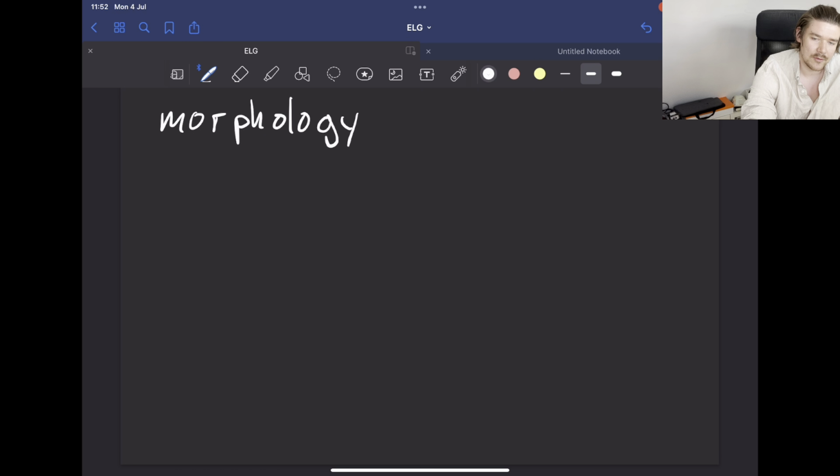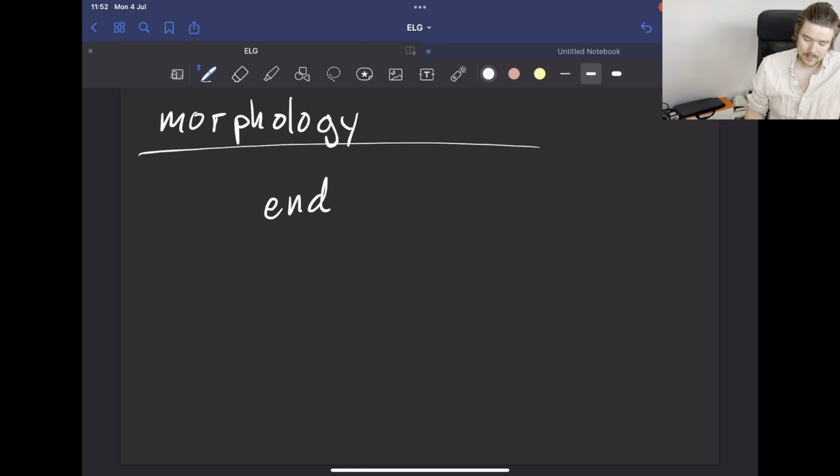So let's take, for example, the word end as an example to show you what this actually is. Now, end, this is a word that has no morphemes yet. It has nothing at the end of it, and it has nothing at the beginning of it. But there are things that we can slot into these two places.